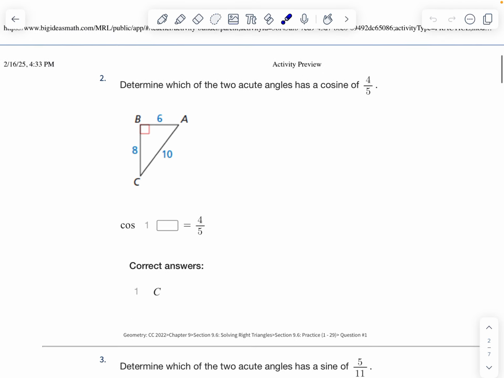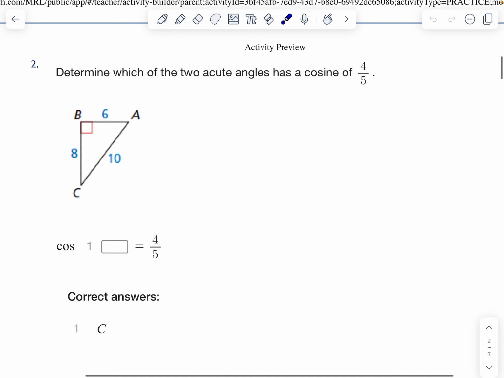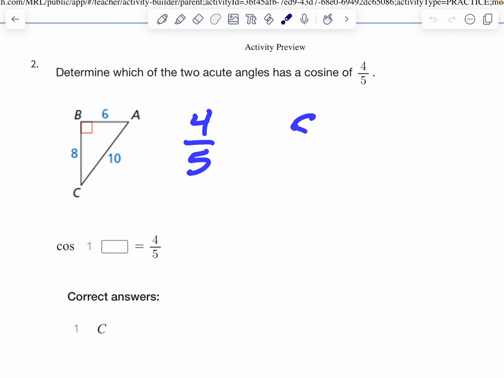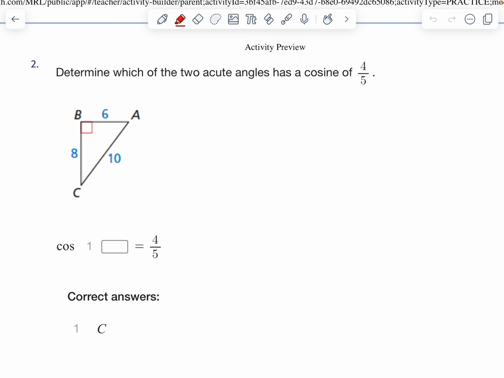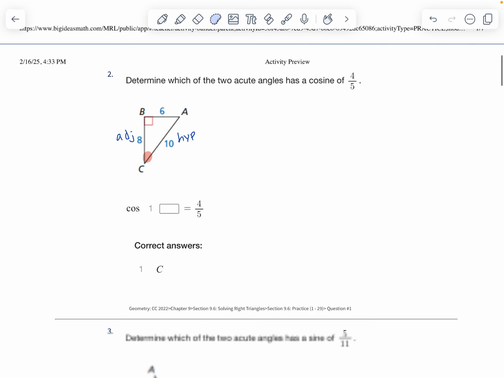Problem 2 is a bit tougher, right? Some of you had questions about this. Determine which of the two acute angles has a cosine of 4 over 5. Well, 4 over 5. In this case, I'm looking at this problem, and I know that 8 over 10 reduces to 4 over 5. So I'm looking for what angle has a cosine of 4 over 5. Well, angle C has an adjacent side of 8 and a hypotenuse of 10, which is the ratio for cosine. So it will be angle C.